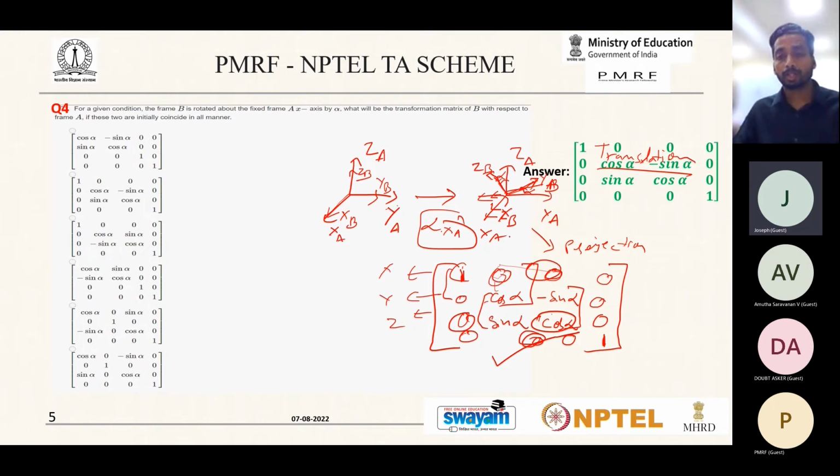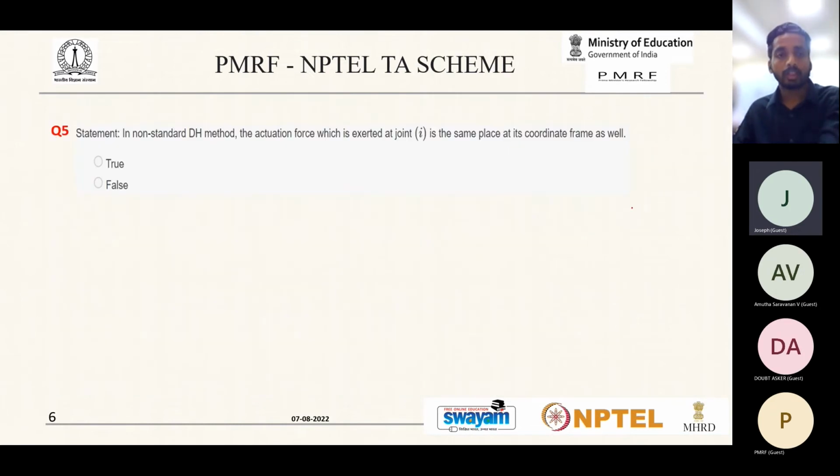It's better to go with the projection matrix so that you can easily visualize and comprehend the answer. So here is the correct answer which is available here: 1 0 0, 0 cos alpha minus sine alpha, 0 sine alpha cos alpha, 0 0 1. So this is the correct answer which we are looking for. Now with that, let us move to the next question.